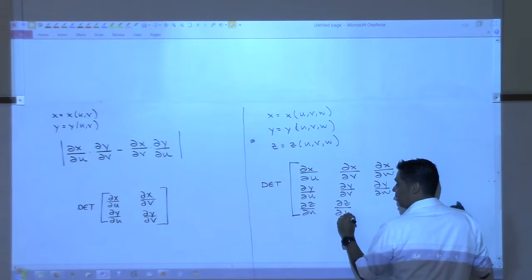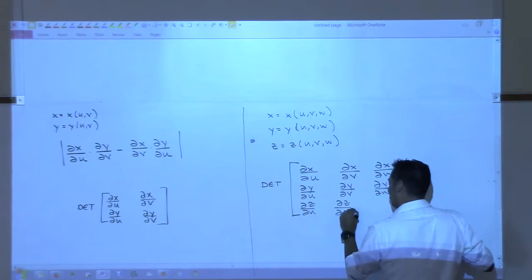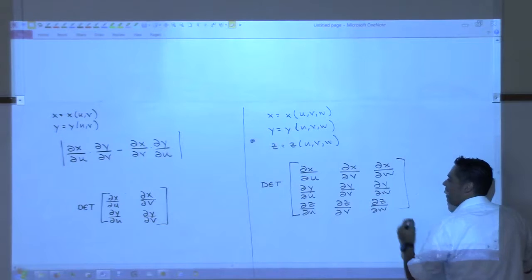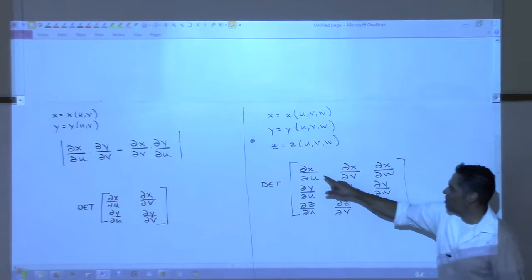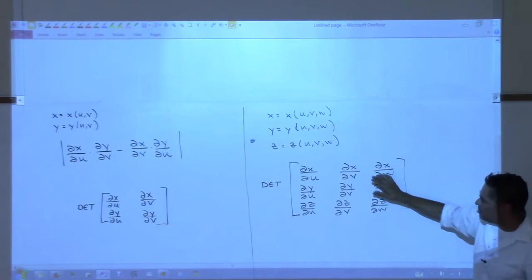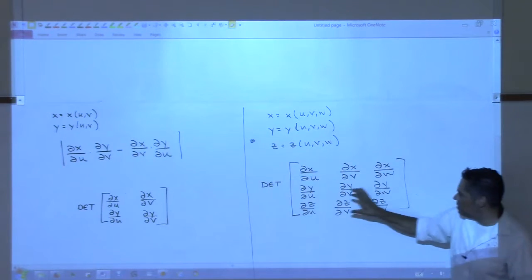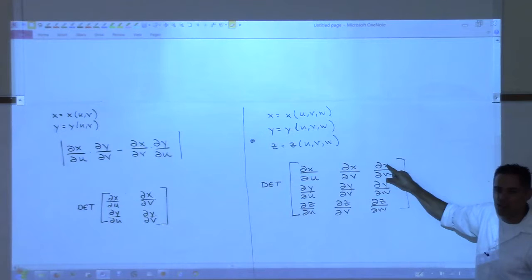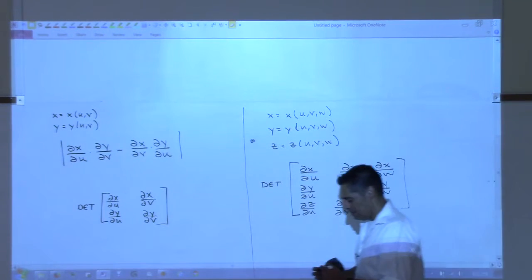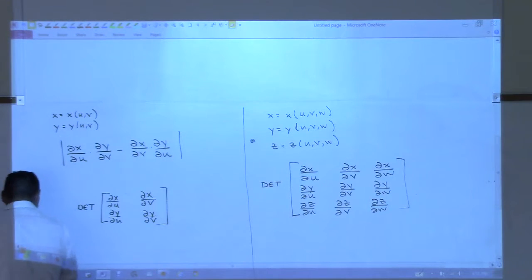And then the last row, z with respect to u, z with respect to v, and then z with respect to w, right? And then to do that determinant, we would do that times the determinant of those, minus that times the determinant of these, plus that times the determinant of those, right? Okay. My marker's dying. But we're going to stick this out.